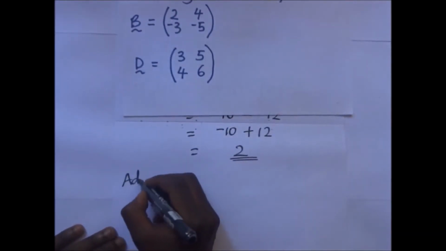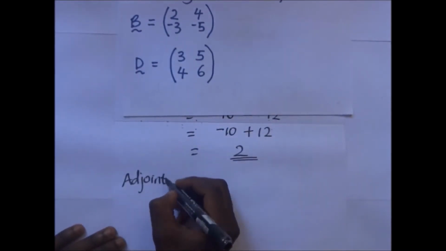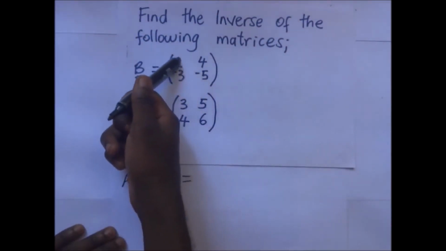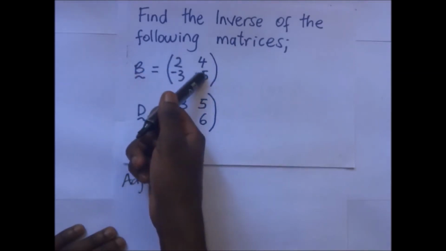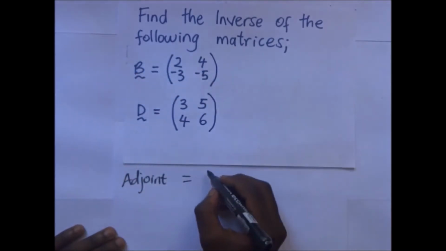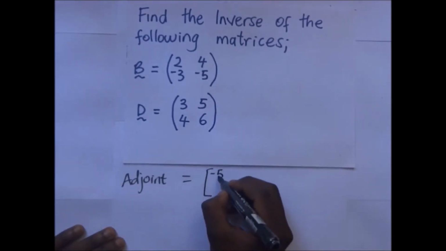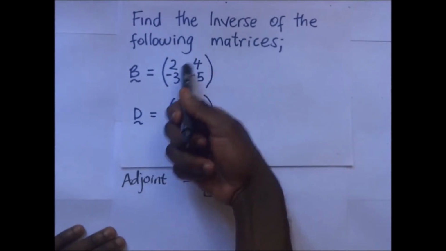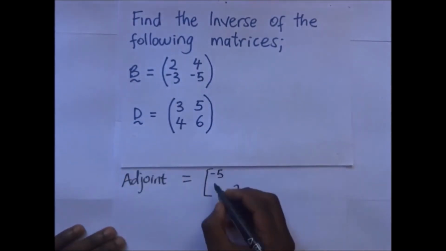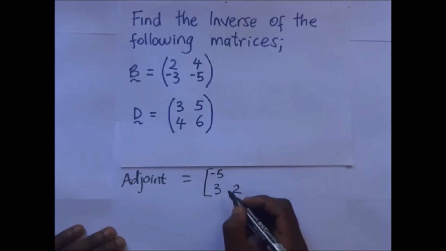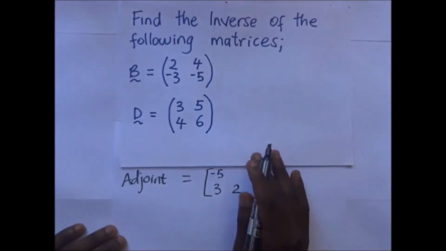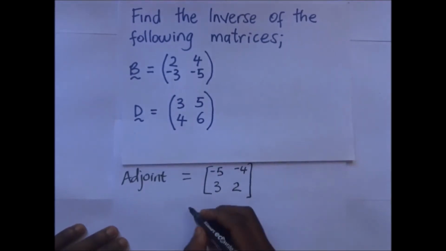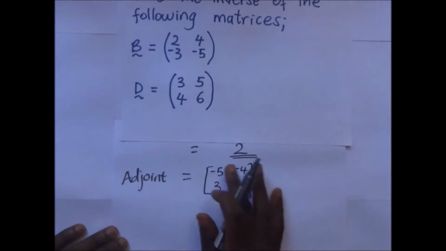Adjoint. The adjoint of that matrix is simply going to become, if we look at the main diagonal, we are going to switch the numbers. So -5 comes here and -2 goes down. So this is going to become -5 up there and 2 down there. And then we multiply this minor diagonal by -1. So -3 times -1 is giving us 3. And 4 times -1 is going to give us -4. So here we have the adjoint.